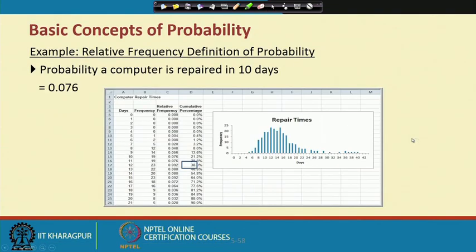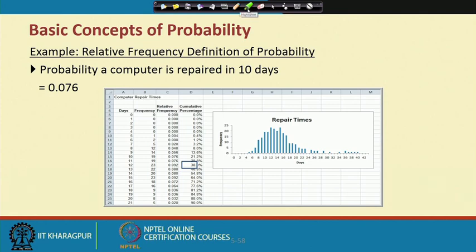See here, this is another kind of structure which is connected with frequency. Let us say there are computer systems, and you are predicting how many times they need maintenance. That is the repair time, starting with 0 days to 21 days.